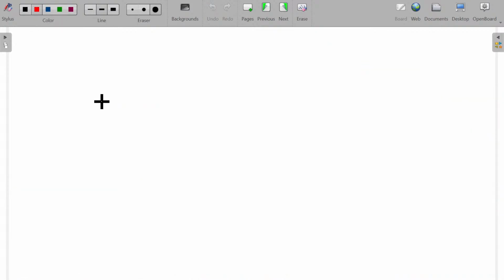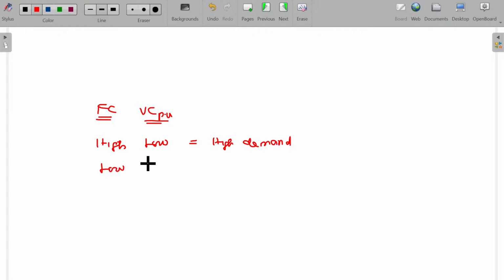Okay, now fixed cost, variable cost per unit. High fixed cost, low variable cost per unit, suitable for high demand. And low fixed cost with high variable cost per unit will be suitable for low demand. Suitability. Okay, clear.